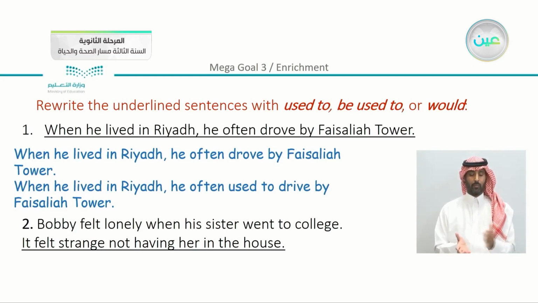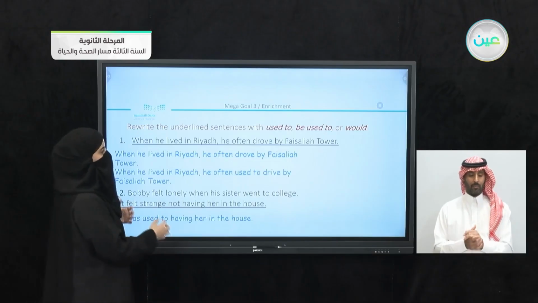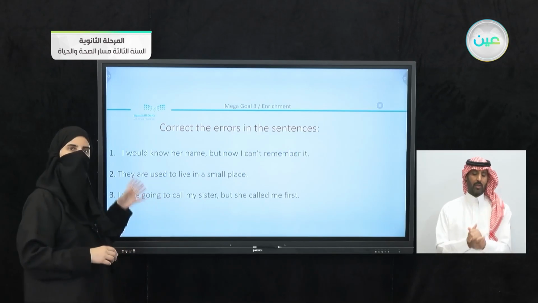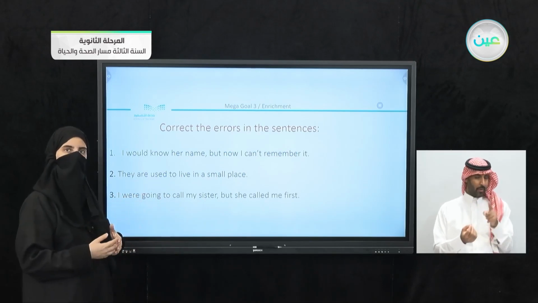We have number 2. Bobby felt lonely when his sister went to college. It felt strange not having her in the house. We can just answer that he was used to having her in the house. So here, the best way is just to practice and apply them in sentences. Of course, we do have some errors here. Just check with me and see what is wrong.